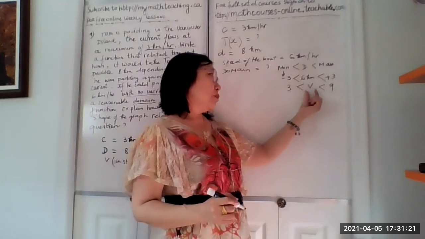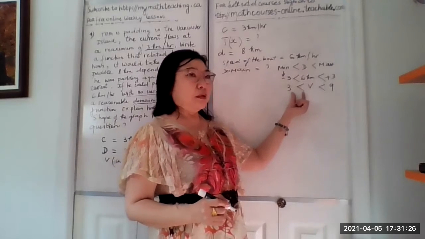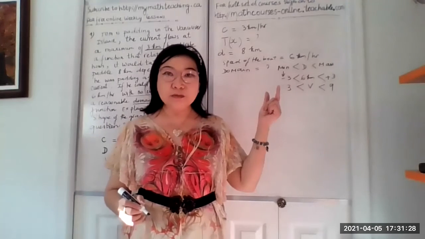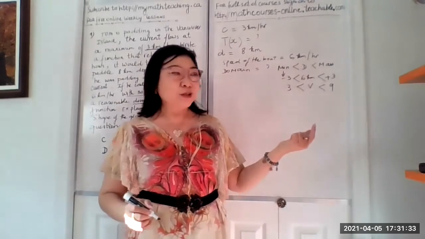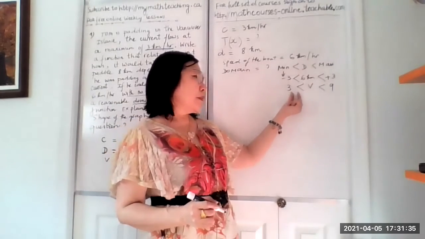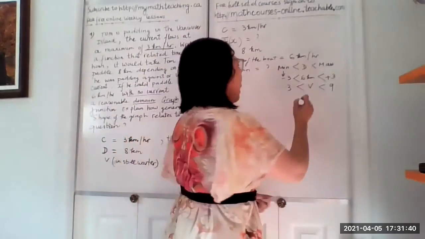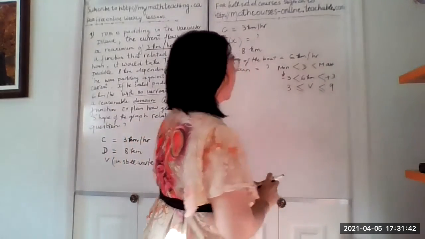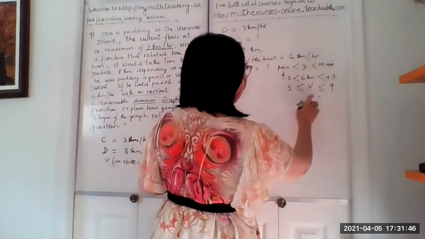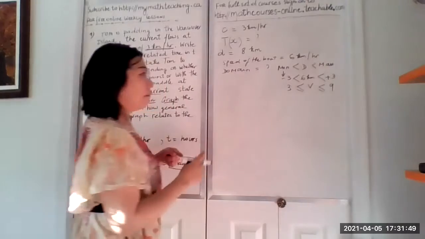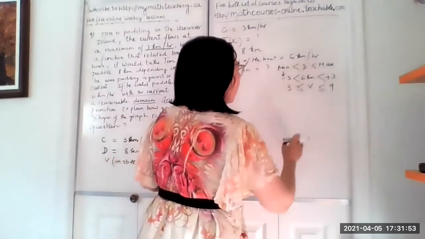But the maximum is 9, so the V here has to be smaller than 9, but bigger than 3. Because if we take away 3 kilometers, the minimum is 3. So the V here has to be bigger than 3, but less than or equal to 9. Let's put an equal sign here as well, okay? So that's the deal. This V is flexible, and we don't know where it is between 3 and 9.